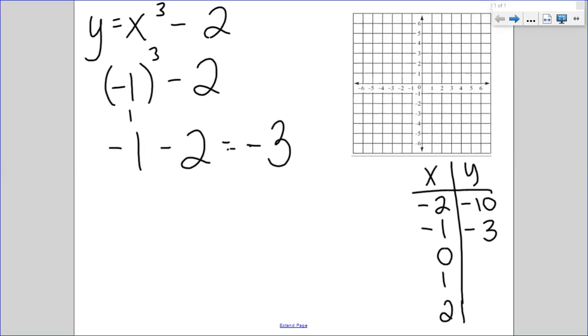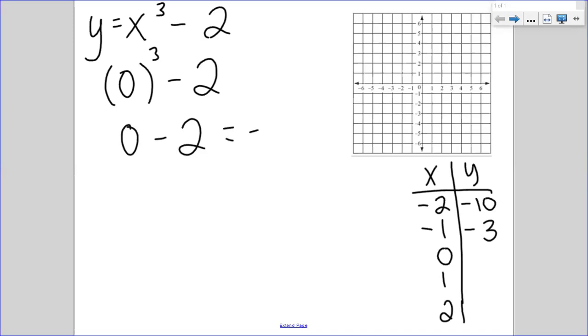0, that's a pretty easy one. Let me just take out the -1 here and put in a 0. So 0 to the third power is, you guessed it, 0 minus 2 is -2. All right.